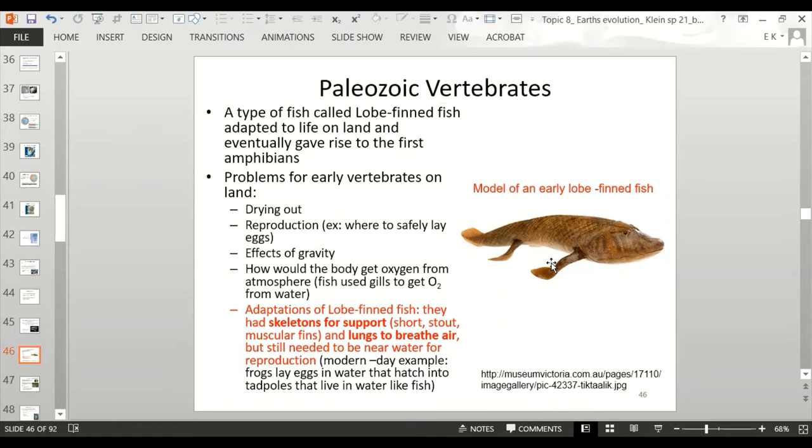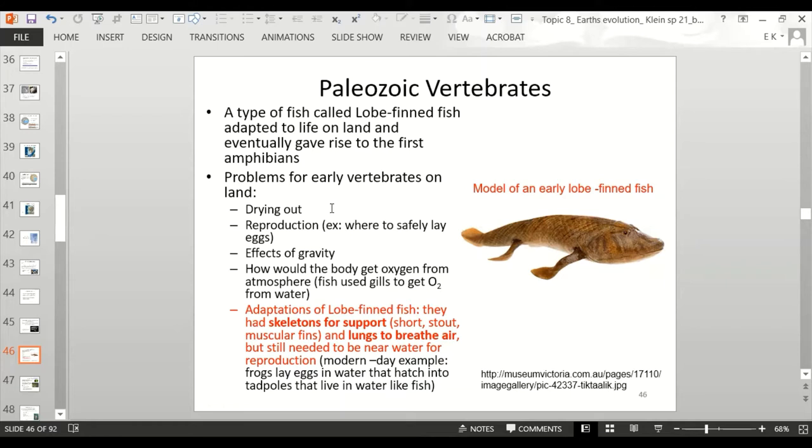So here is a model of an early lobe-finned fish. So it's still a fish, but its fins were muscular and short and stout, allowing the fish to walk. So these early vertebrates that were these lobe-finned fish that adapted and eventually gave rise to amphibians still had problems with living on land though, as opposed to living in the water, which fish are adapted for living in the water.